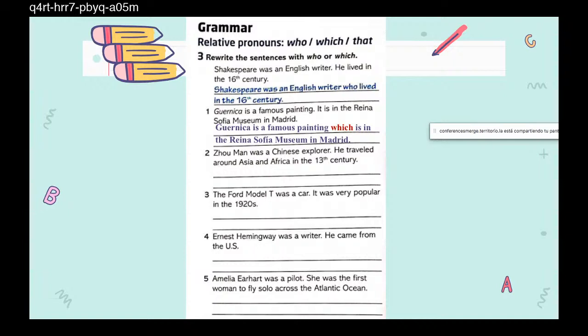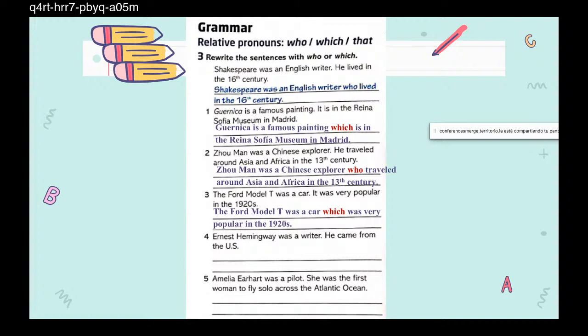Xu Man was a Chinese explorer. He traveled around Asia and Africa in the 13th century. So the possible answer will be Xu Man was a Chinese explorer who traveled around Asia and Africa in the 13th century. Also, over here, we can have that, and that's the same stuff. The Ford Model T was a car. It was very popular in the 1920s. So over here, it says that the Ford Model T was a car which was very popular in the 1920s. We are talking about an element, we are not talking about a person, so we use which.